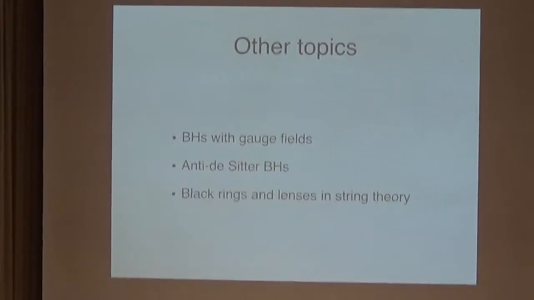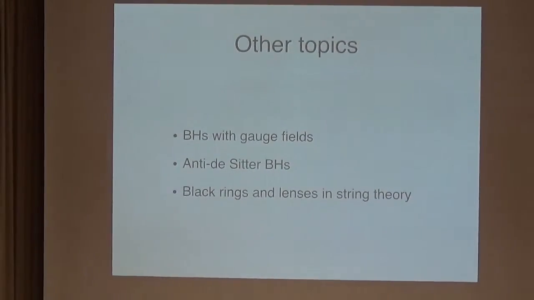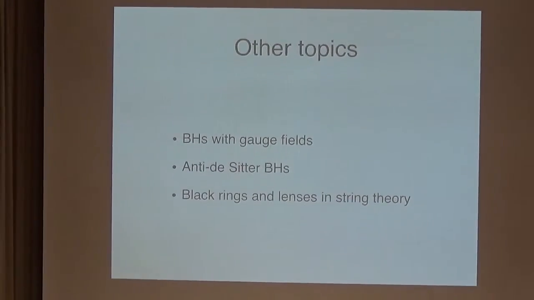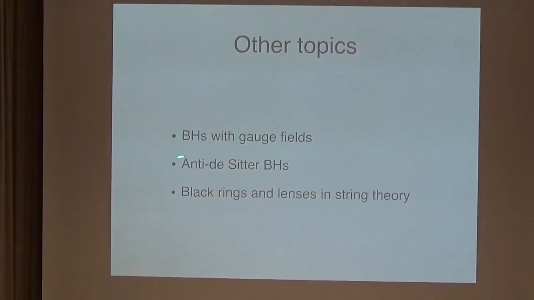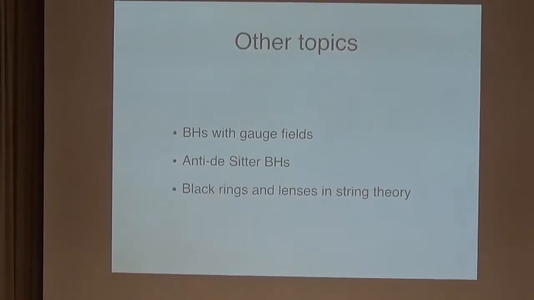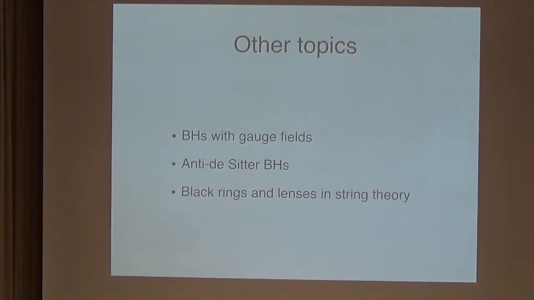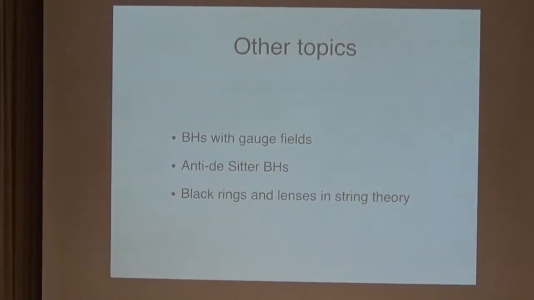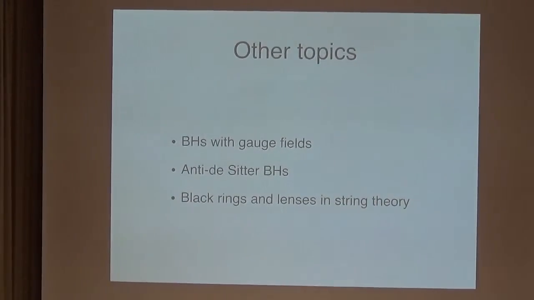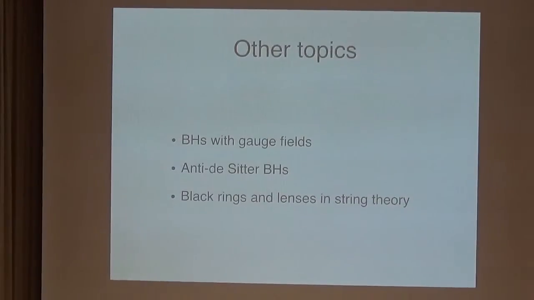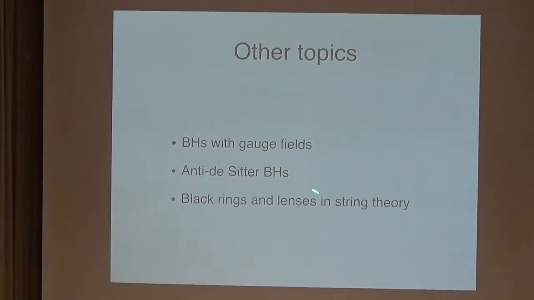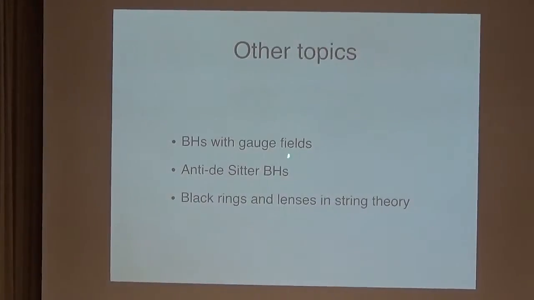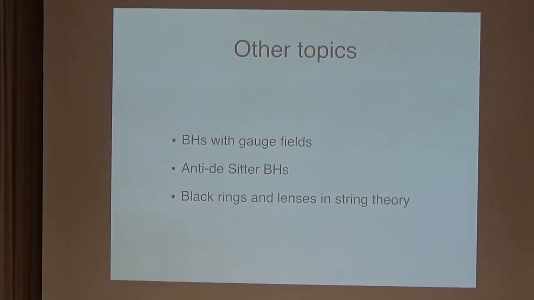I just mentioned black holes with gauge fields. Many of the solutions I've spoken about can be generalized to include gauge fields. One thing I haven't said anything about is anti-de Sitter black holes. Essentially all of the solutions I've told you about can be put into anti-de Sitter space simply by assuming that they're much smaller than the anti-de Sitter scale. Of course that's not very interesting. The interesting question is what happens as you make them bigger and comparable to or bigger than the anti-de Sitter scale. There are solutions like black rings in anti-de Sitter which are being constructed perturbatively and numerically. But that's a whole other story.